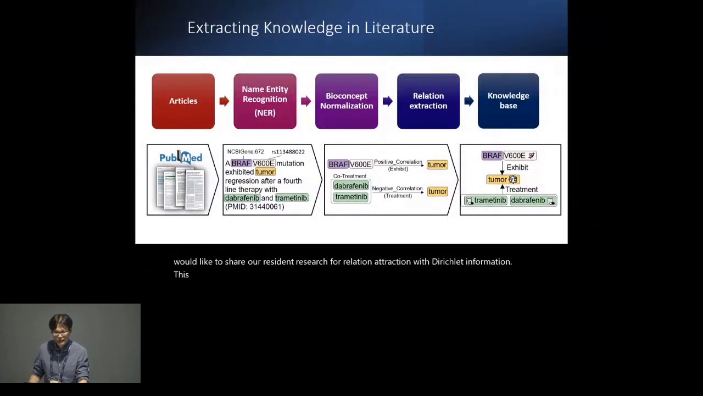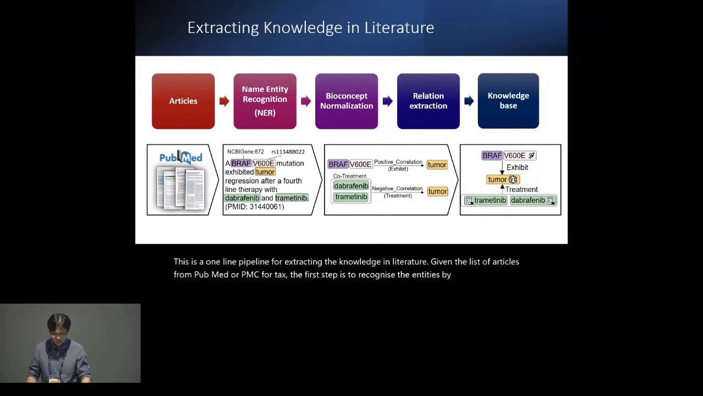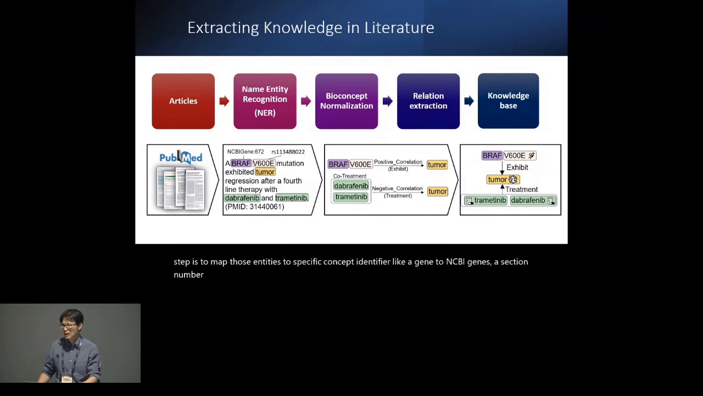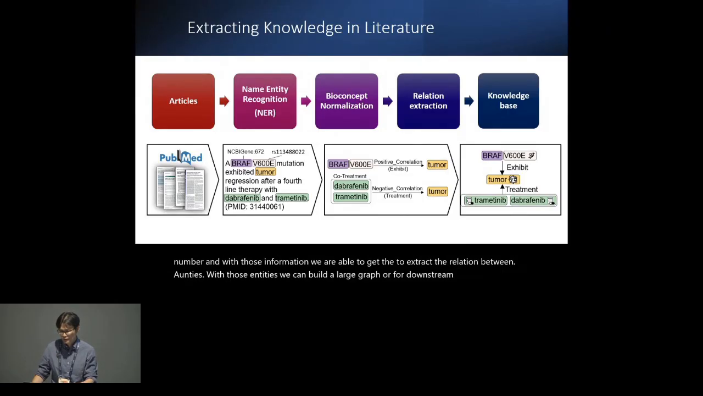This is a well-known pipeline for extracting knowledge from literature. Given a list of articles from PubMed or PMC full text, the first step is to recognize the entities by NER methods. The next step is to map those entities to a specific concept identifier, like a gene to an NCBI Gene accession number. With that information, we are able to extract the relations between the entities. With those, we can build a knowledge graph or support downstream text mining research like knowledge discovery or question answering.